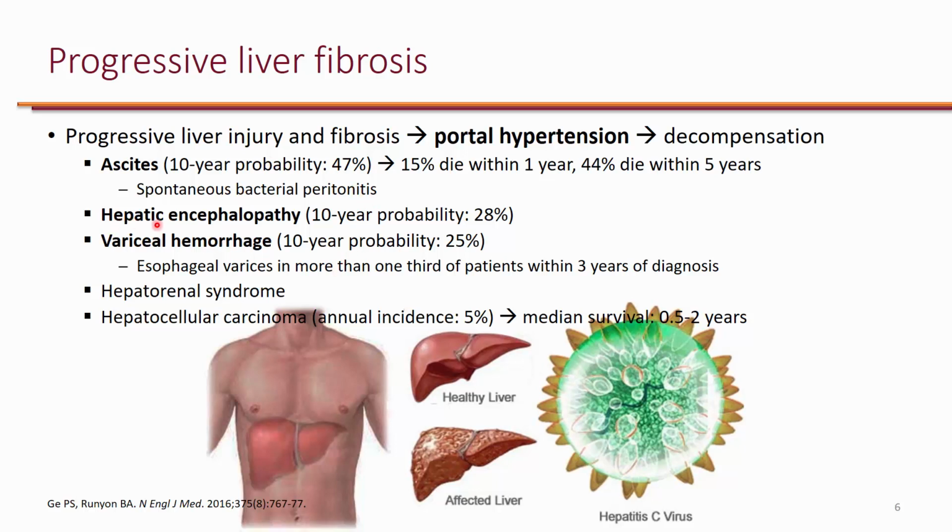Another thing that can happen is hepatic encephalopathy. About 28% of patients with cirrhosis are likely to have hepatic encephalopathy within 10 years. And also a quarter of patients are likely to have variceal hemorrhage. Now, variceal hemorrhage, it can be esophageal varices in more than 1/3 of patients within 3 years of diagnosis. Other complications that we will not talk about, which is beyond the scope of this course, are hepatorenal syndrome and also hepatocellular carcinoma, which is basically cancer of the liver.